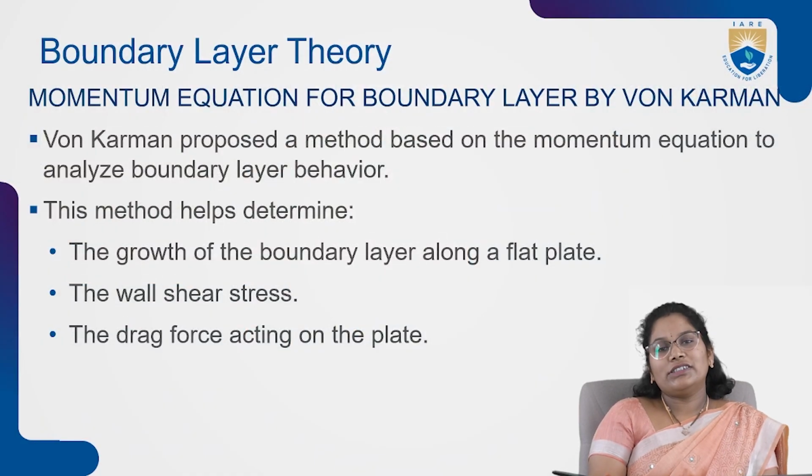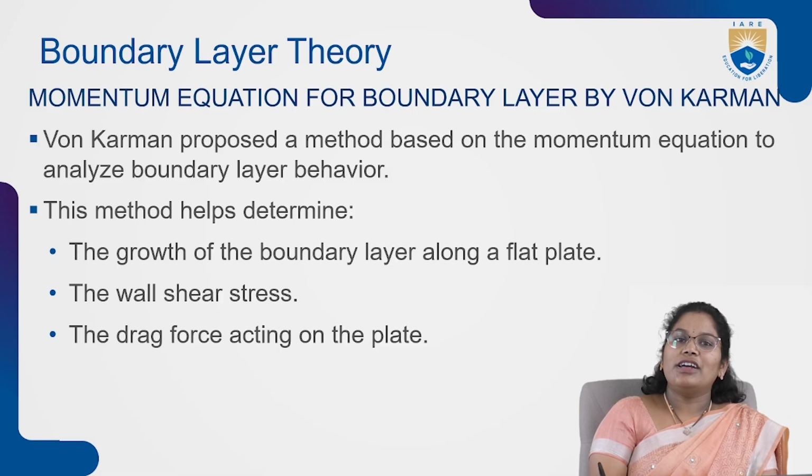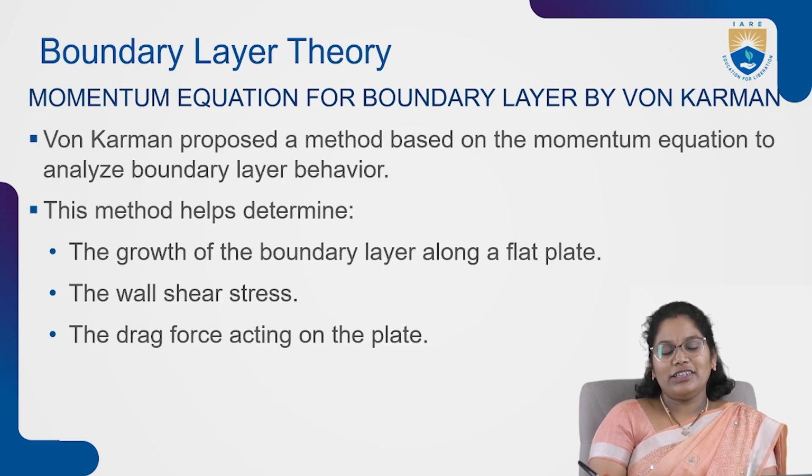Today my lecture is on the momentum equation for boundary layer in hydraulic engineering. In previous classes we have discussed what is boundary layer and what is boundary layer thickness, and boundary layer thickness is again divided into three types: displacement thickness, momentum thickness and energy thickness. These three thicknesses are all derived, and also we have done problems on it, right?